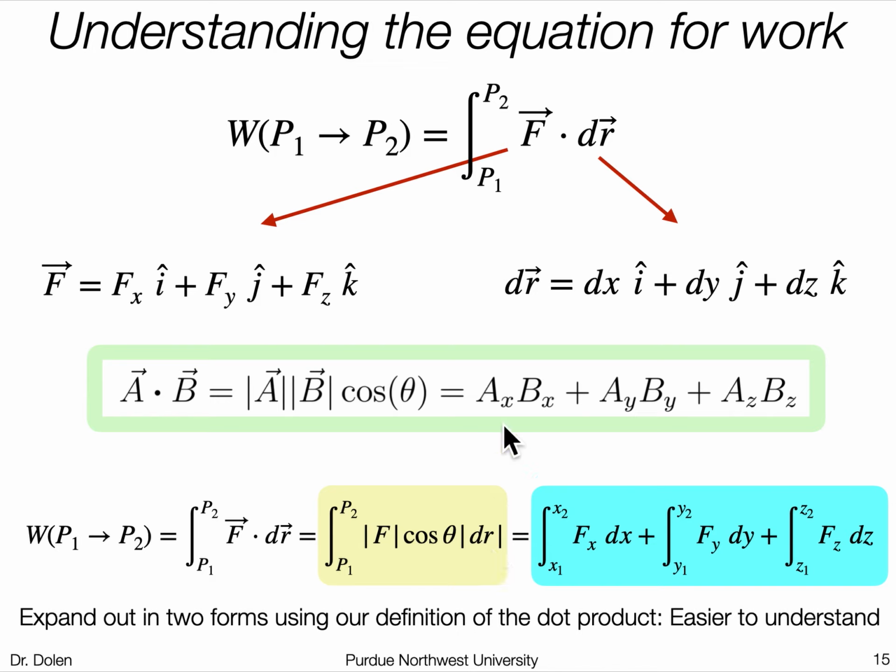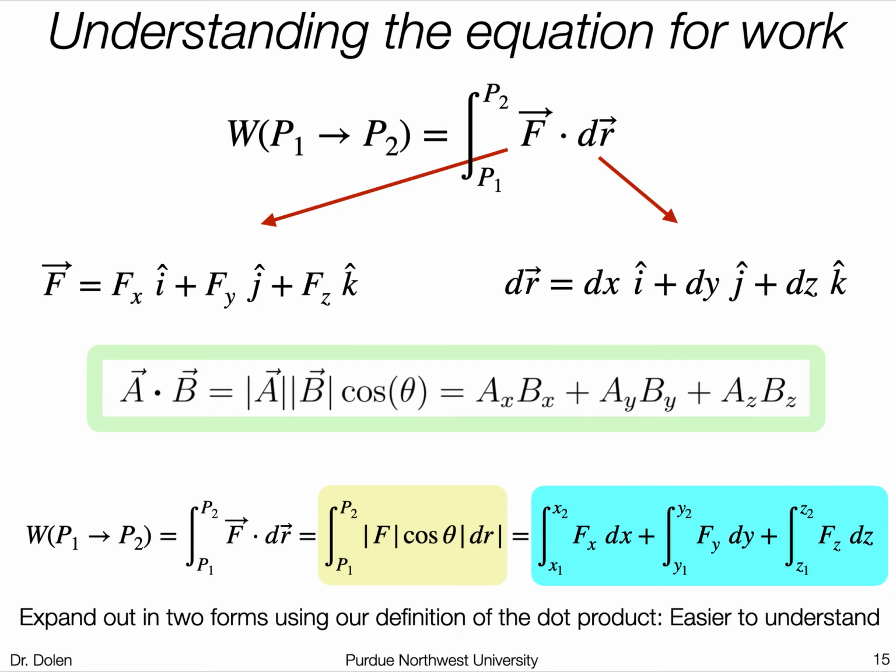We could also use this definition of a dot product to write this out, and it becomes just the integral, and instead of from point 1 to point 2, in the x direction we're just traveling from x1 to x2. We're traveling some distance along x, and we're integrating the force as a function of distance. And then we do the same thing in the y direction and the same thing in the z direction. So to me, this is the easiest form of the equation to understand.